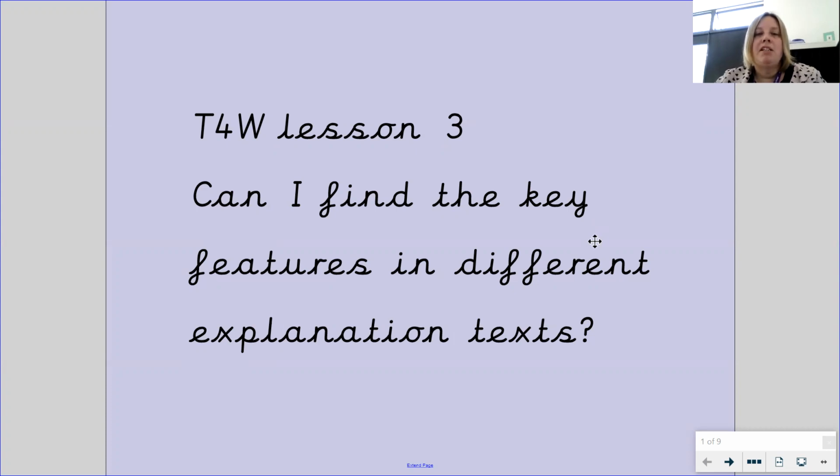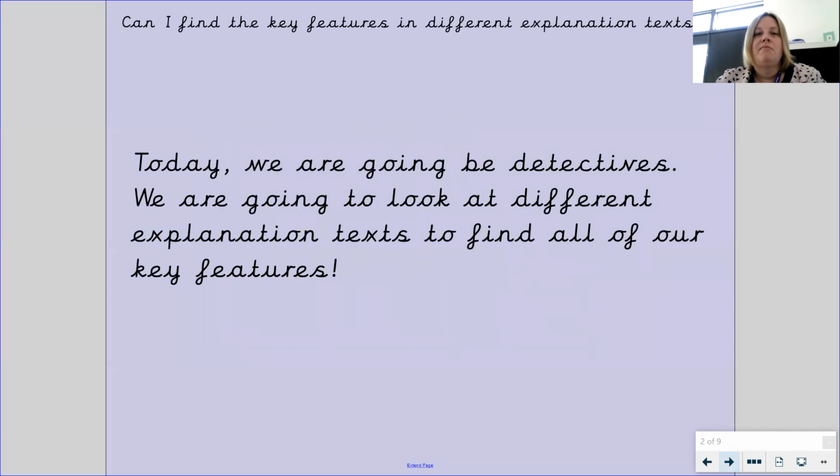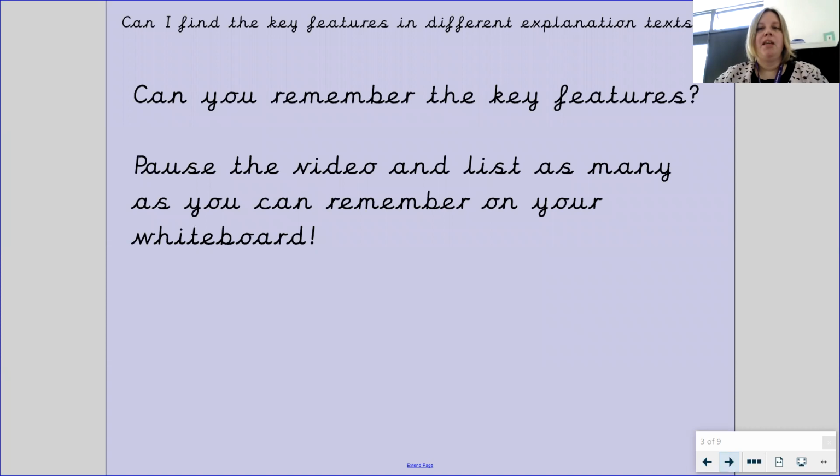Today, our learning objective is, can I find the key features in different explanation texts? Today, we are going to be detectives. We are going to look at different explanation texts to find all of our key features. Can you remember the key features?